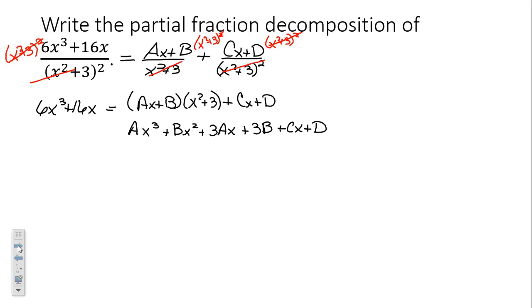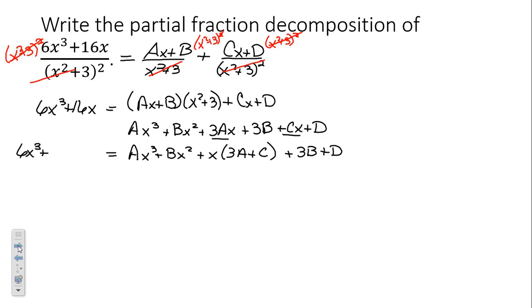This time we only have a single x squared and a single x cubed, but we need to put these two together. So if we take the GCF of those two, we'll take the x out, and we'll have 3a plus c. And then these two are our constants that have no x involved. And that's equal to 6x cubed. Do we have an x squared? Nope. We have a 16x. Do we have a constant?